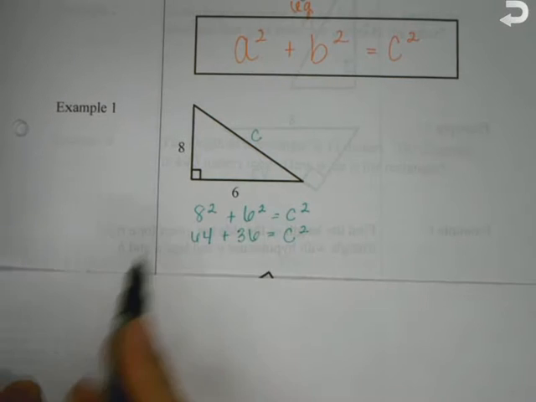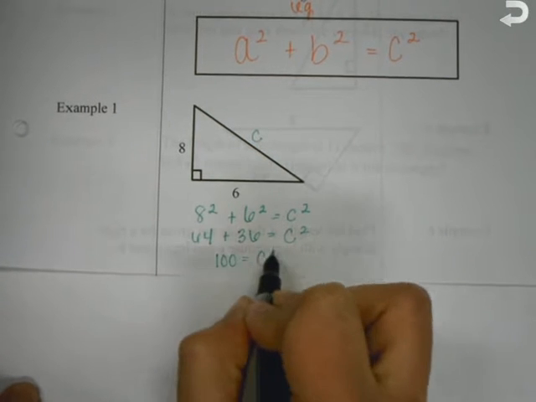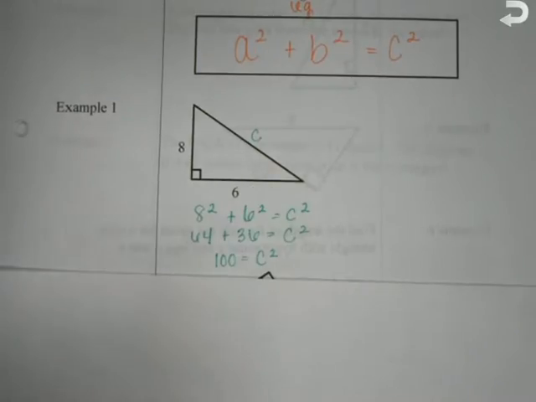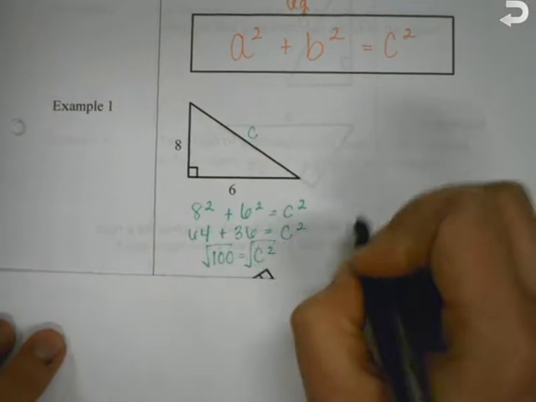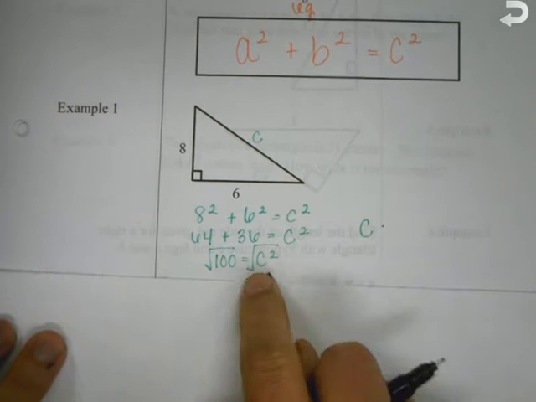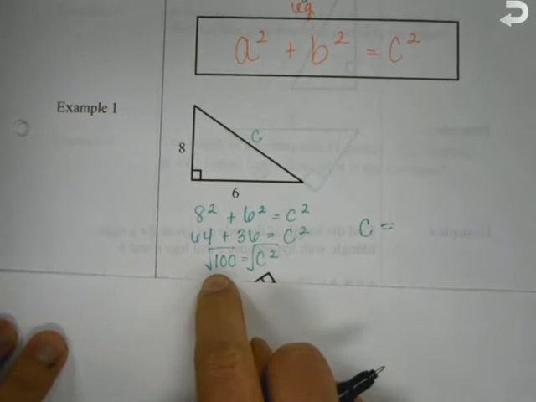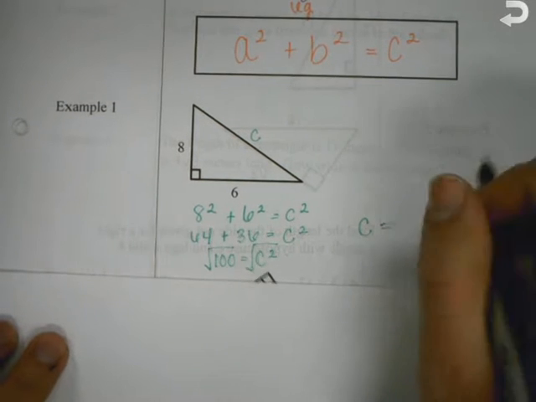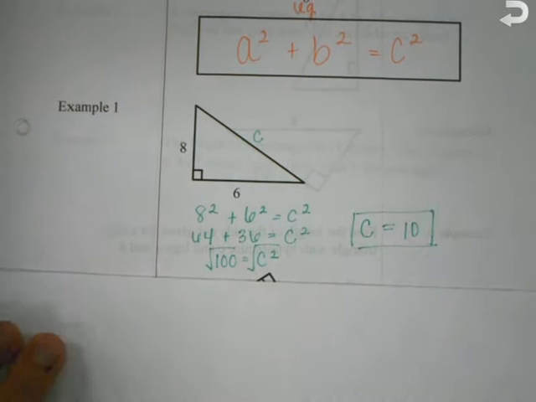What does that give me? 100 equals C squared. And have I solved for C yet? No. What do I have to do? Take the square root. Okay, so square root of C squared is what? C. Square root of 100 is 10. Oh. This is a lot easier. Well, whatever you do to one side, you have to do to the other.